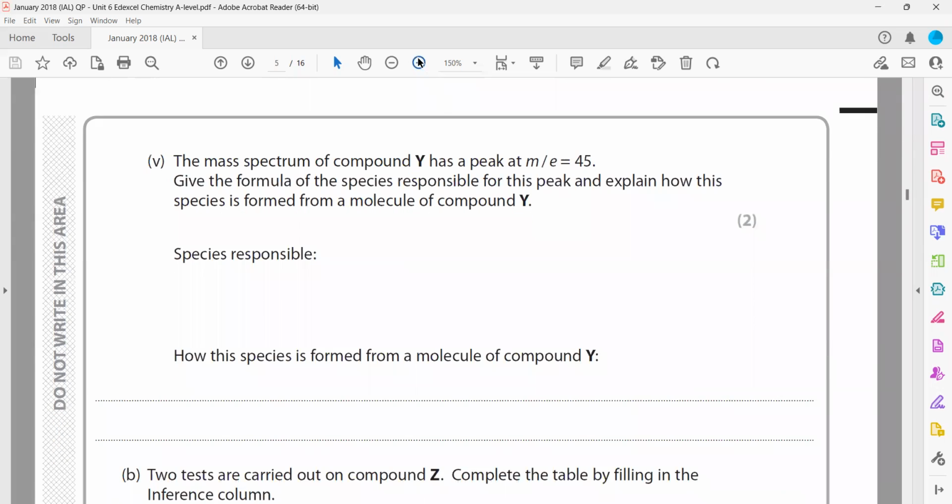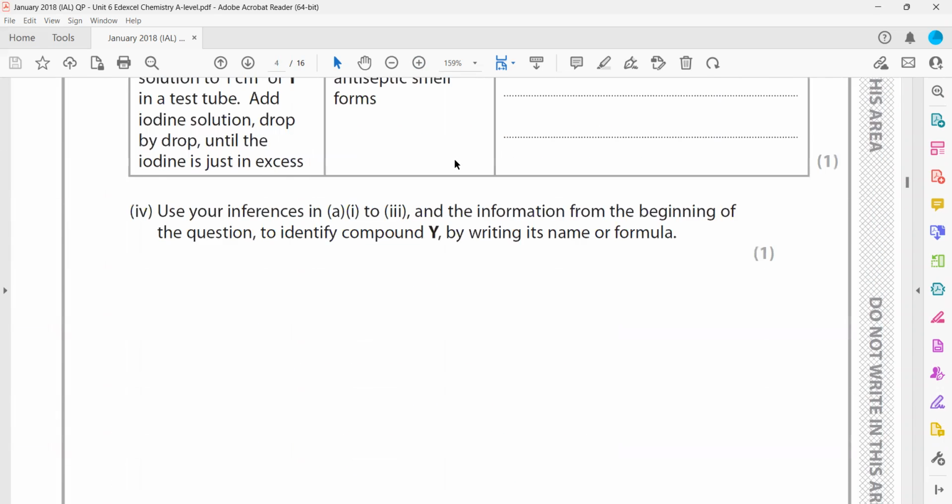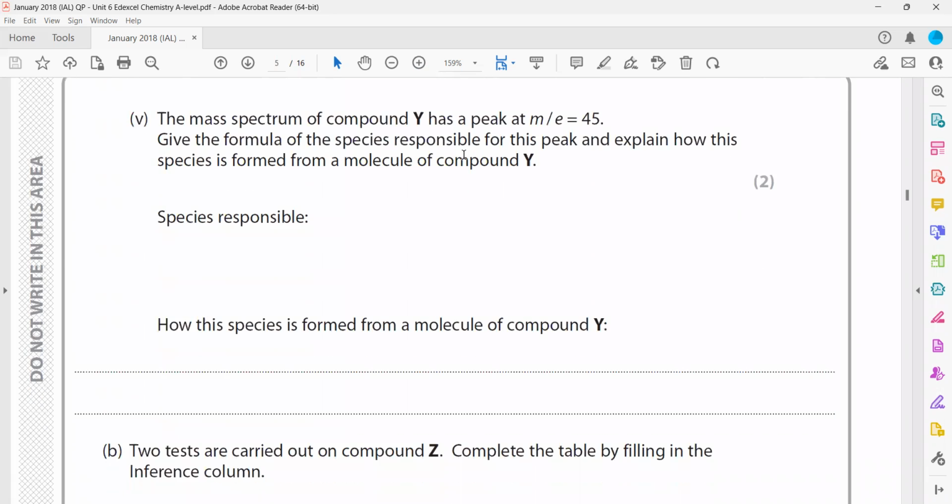The next one: the mass spectrum of compound Y has a peak of 45. Give the formula of the species responsible and explain how this species formed from a molecule of compound Y. So compound Y we already identified as CH3, CH, OH, CH3. So this part will give a peak of 12 plus 3, 15. This will be 16 plus 1, 17. And this part 12 plus 1, 13. Or this part will be 15.